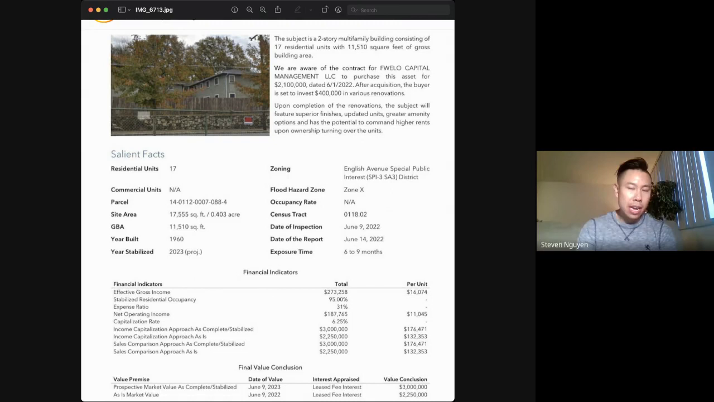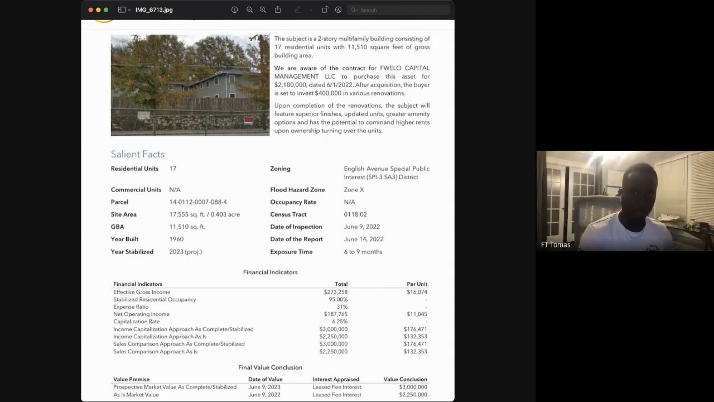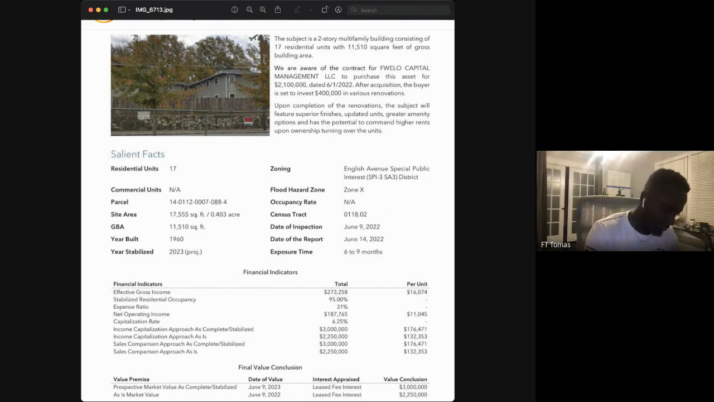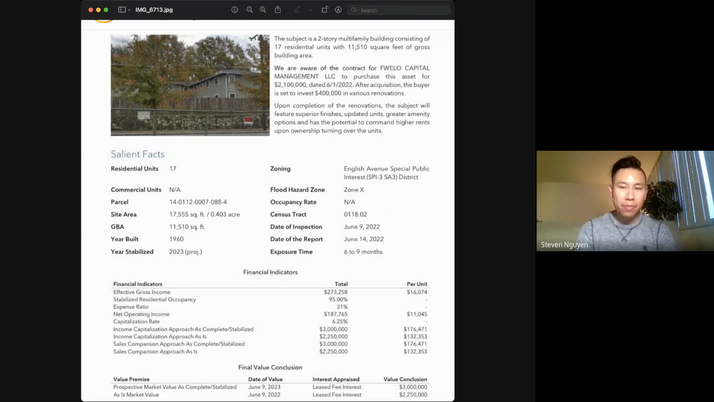Let's times that by 12. So in a year, we're making 36K in net cash flow. Let's divide that by our down payment to figure out our cash on cash return. At that point, you're getting a 6.8% cash on cash return. So honestly, if you rewind this deal 2 years ago with interest rates at 5%, I think it's a good deal.